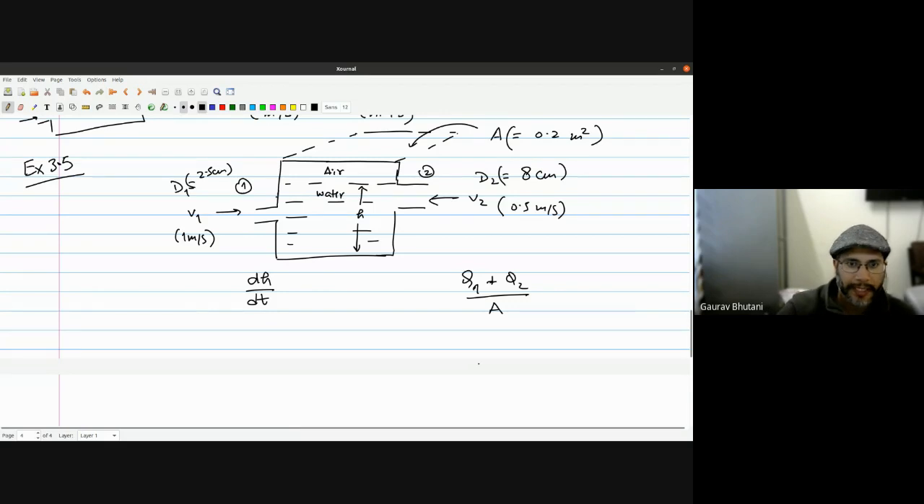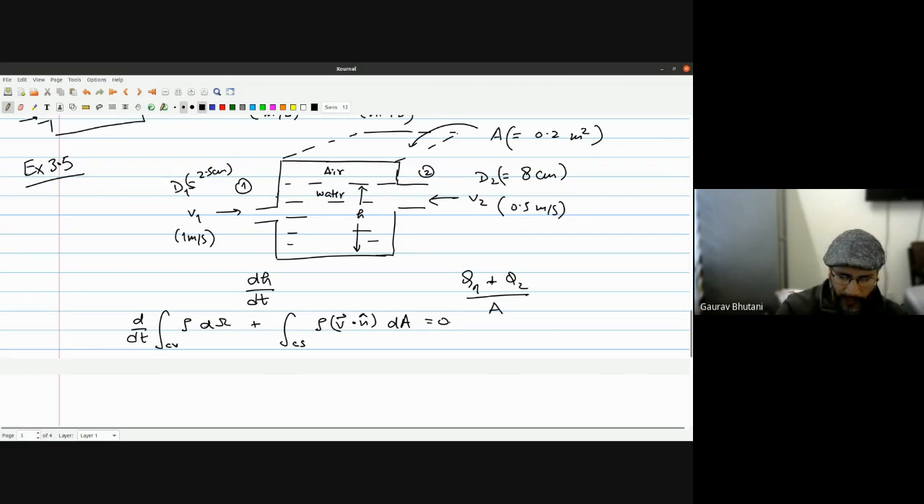Let's write the transport theorem the way we apply it. In this case, of course, dm system by dt is 0, so we have d by dt of the integral over the control volume of rho d omega, plus the integral over the control surface of rho v dot n dA, is 0. I'll start with the most general form. Now we'll simplify. I'll keep rewriting here.